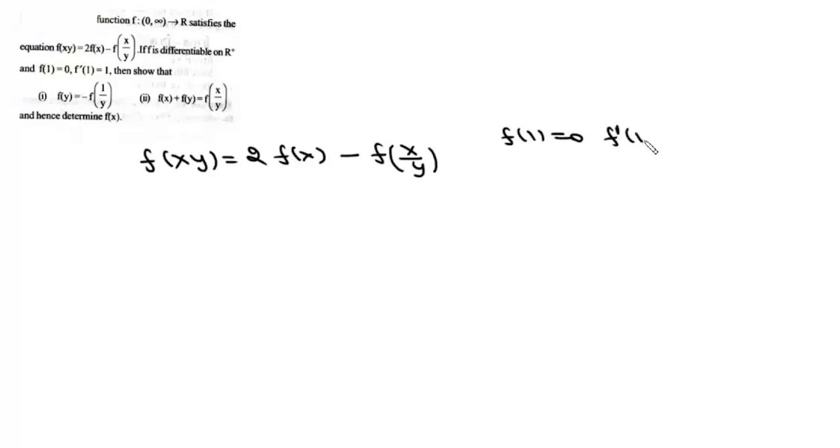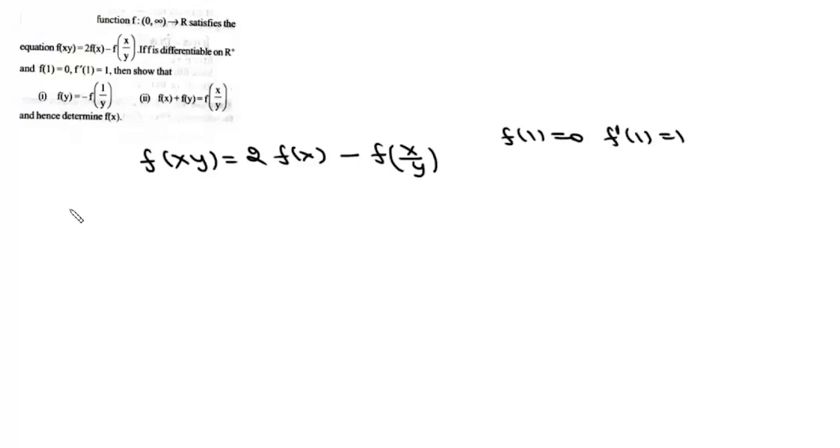Now the question is, we are given a function which is defined as f(xy) equals 2f(x) minus f(x) upon y. It is differentiable on R positive such that f(1) is 0 and f'(1) is 1.